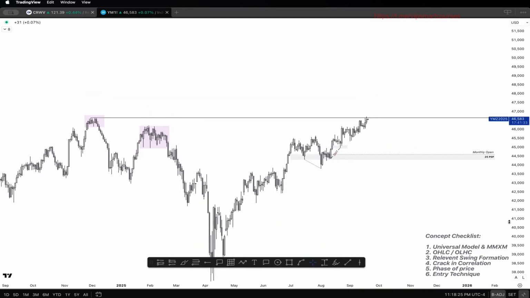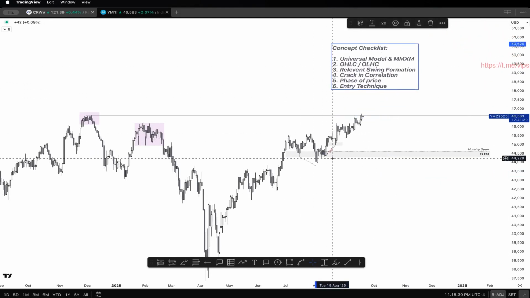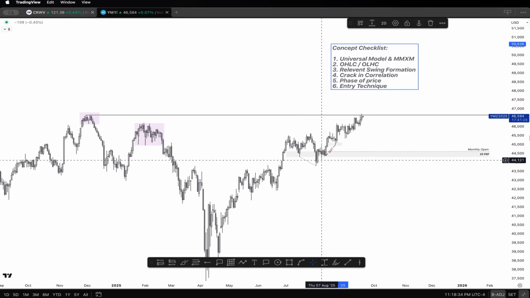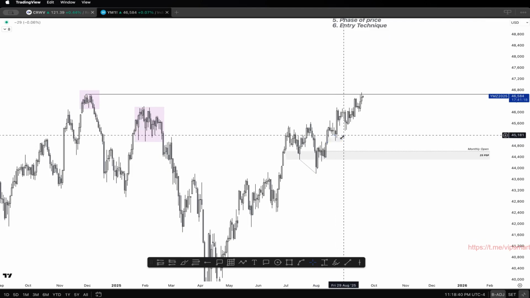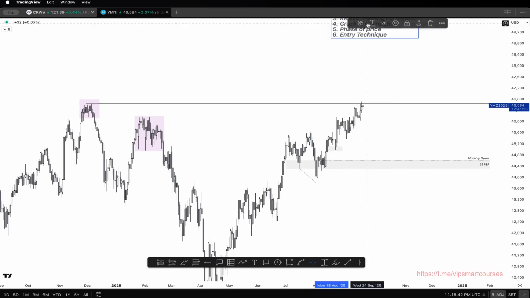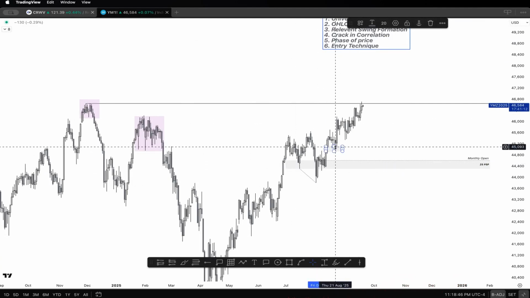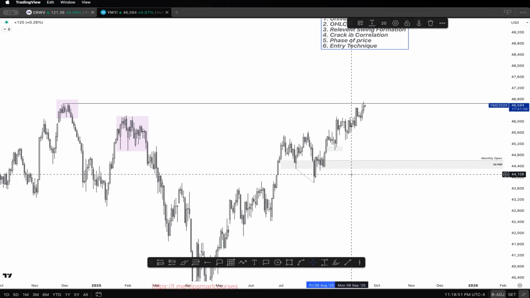hope you can see here that the concepts that you've learned, stemming from that universal model to opening high-low close or opening low-high close, relevant swing formations, you see, this is a relevant swing that forms, as is this swing because it's protected with SMT, right? We have crack in correlation at each of these new phases of price, and then we can use entry techniques like inversions, changes in the state of delivery, and fair value gaps.